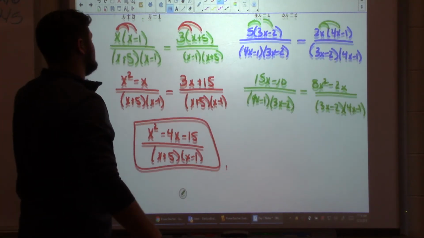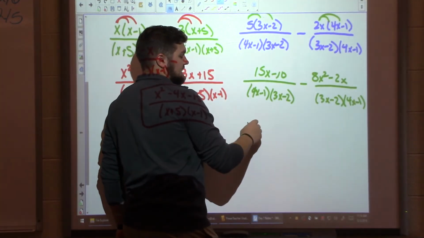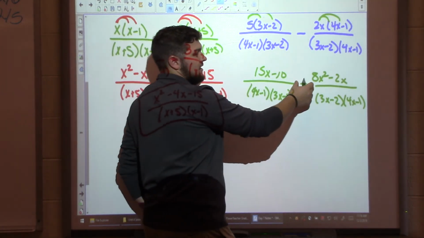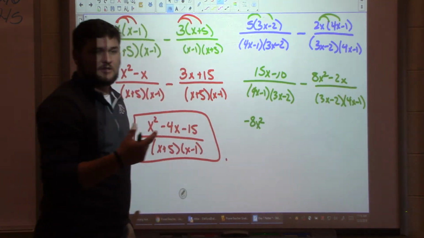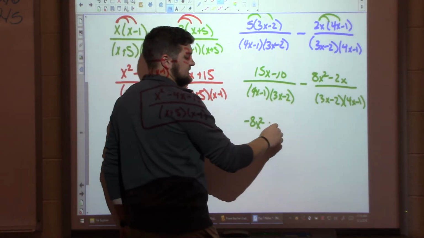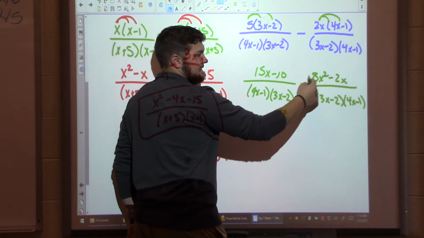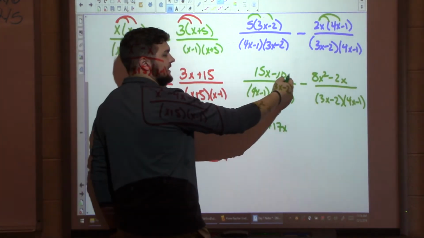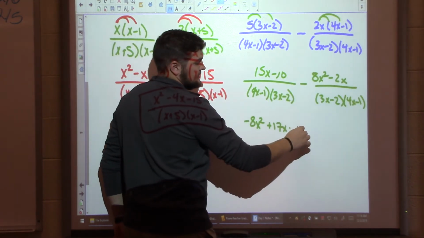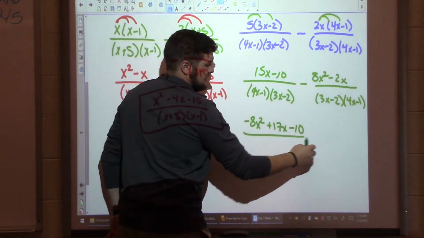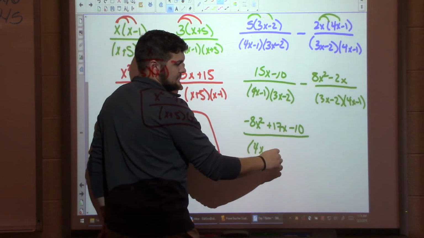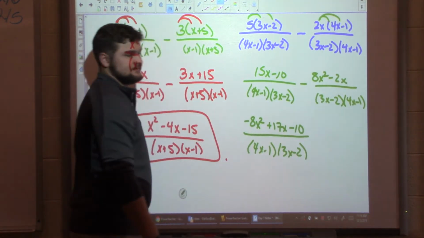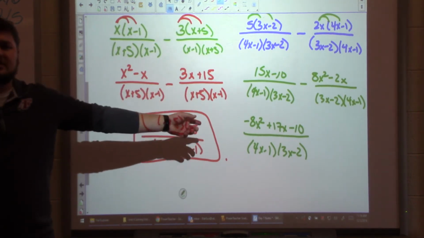Well, in terms of x squared, I have minus 8x squared. In terms of x, 15x minus negative 2x will give me 17x. Right? Minus a negative turns into plus. And then negative 10, there's nothing else with just a whole number, so just negative 10, over 4x minus 1 times 3x minus 2. Can I factor that numerator?